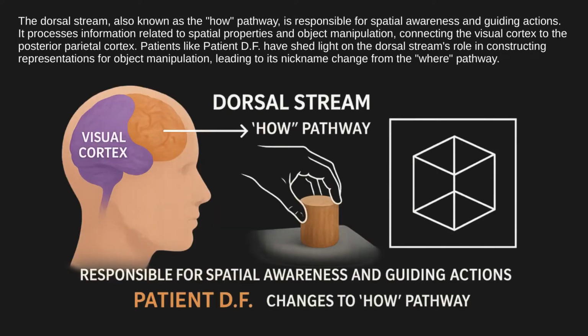The dorsal stream, also known as the how pathway, is responsible for spatial awareness and guiding actions. It processes information related to spatial properties and object manipulation, connecting the visual cortex to the posterior parietal cortex. Patients like patient DF have shed light on the dorsal stream's role in constructing representations for object manipulation, leading to its nickname, change from the where pathway.